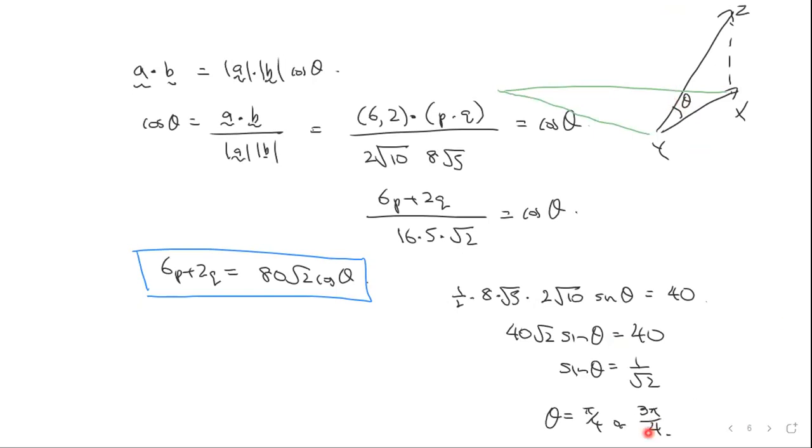But luckily for us, that means 6p plus 2q could be one of two options. Cosine theta is either going to be positive 1 over root 2 or negative 1 over root 2, which means this will either be 80 or negative 80. Those are your two options, right? If it's 1 over root 2 when theta is 45, then it's 80. If it's 3 pi over 4, then cosine is negative 1 over root 2, so it's negative 80. So we have our equations now.